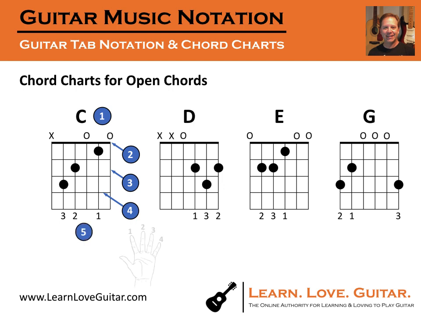Number 5. The numbers listed at the bottom of the chord chart indicate which fingers to use to fret the strings identified. 1 is your index finger, 2 is your middle finger, 3 is your ring finger, and 4 is your pinky. The thumb on your fretting hand is rarely used to fret strings. Instead, it is generally used to grip the neck and create leverage to allow your other fingers to push down on the strings against the fretboard.